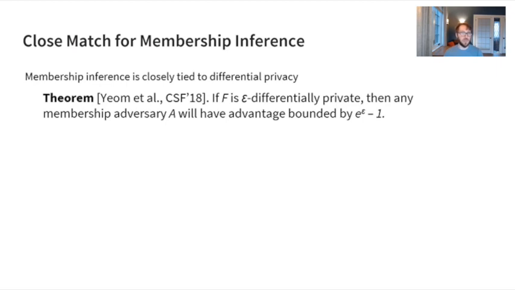Another theorem from the Yeom et al. paper says that if we have a differentially private learning rule, then any membership adversary will have an advantage bounded by a function of the privacy budget, right? So in particular, if our budget is less than natural log of 2, then we'll have a non-trivial guarantee about the best that any membership attacker could possibly do, right?